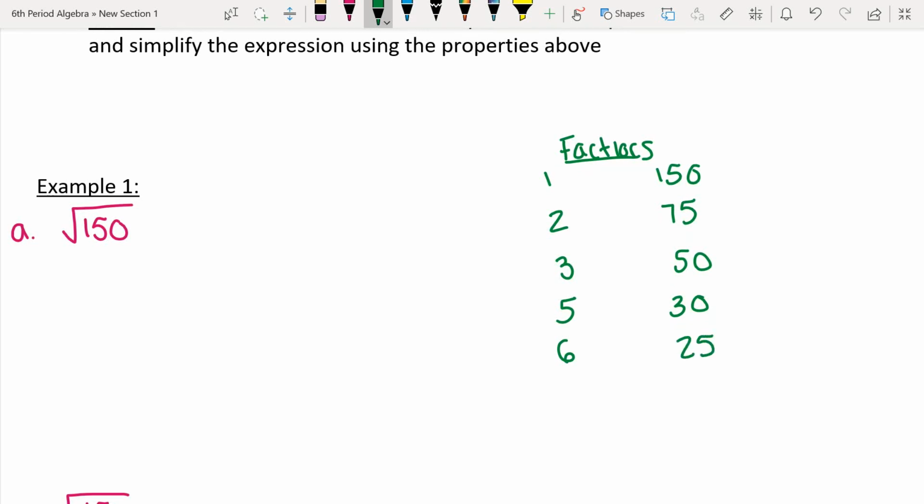I can keep going. Let's see, I know 10 can go in. I know it does not meet the requirements of being divisible by 7. I know it does not meet the requirements of being divisible by 8 or 9. But 10 for sure can go in, and it can go in 15 times. And that is it. So this is the full list of factors.